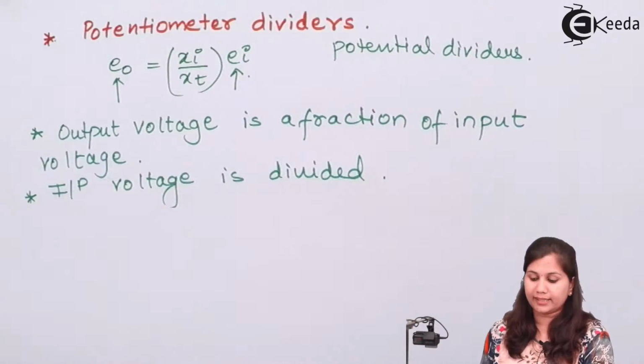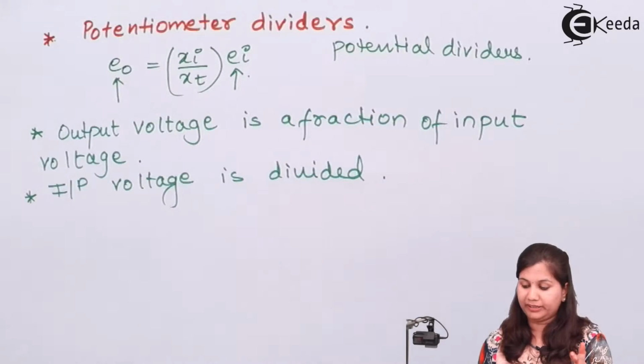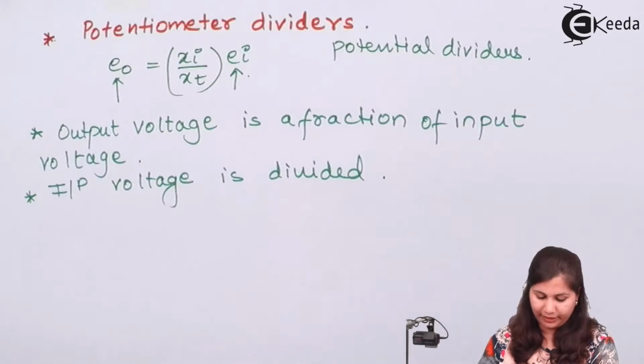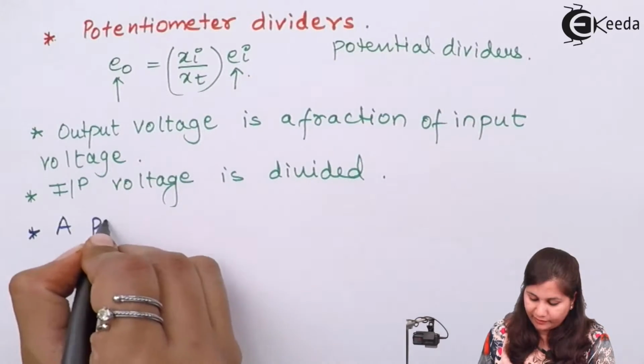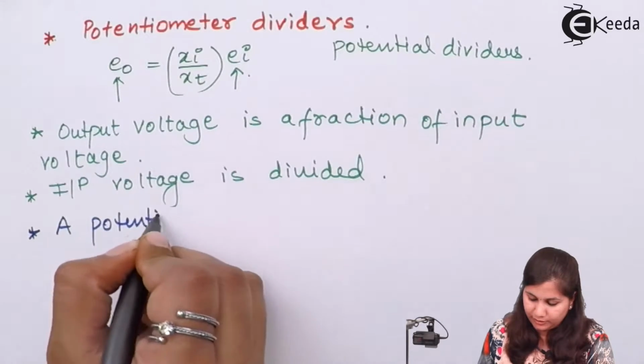So these circuits are known as the potentiometer dividers or the potential dividers. If we define this device, a potential divider is a device which divides the potential.